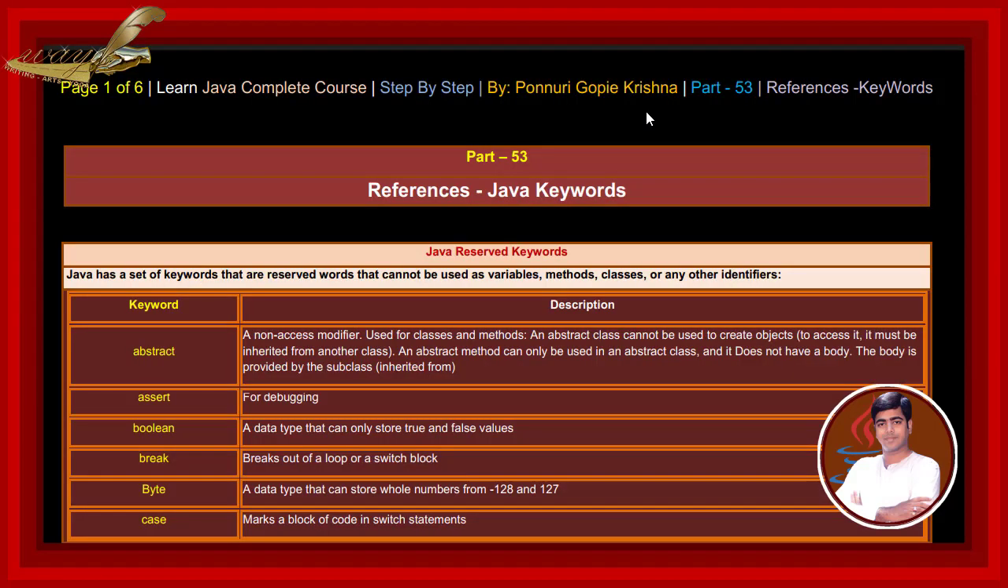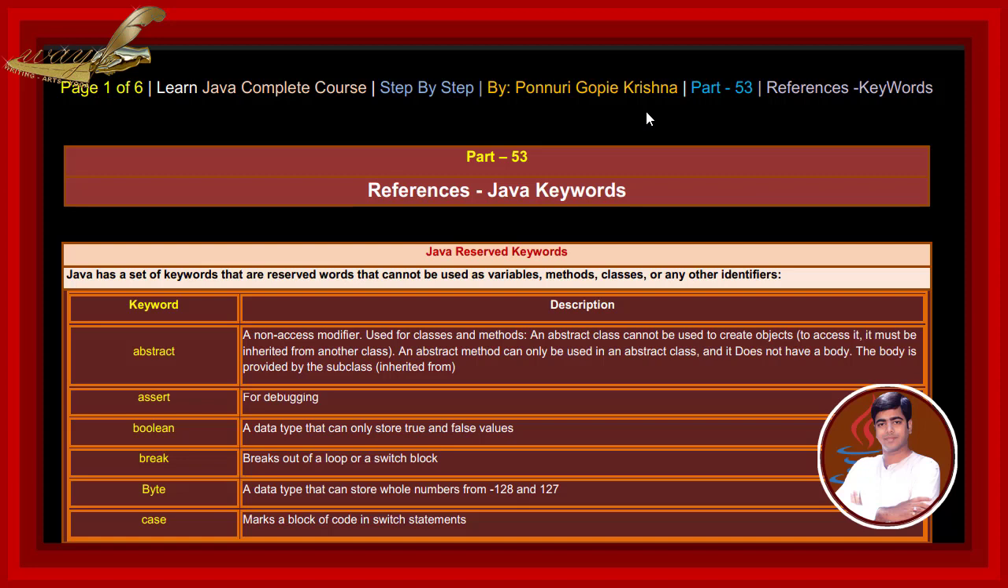In this session, let us learn about Java reserved keywords. Java has a set of keywords that are reserved words that cannot be used as variables, methods, classes or any other identifiers. Abstract keyword: a non-access modifier used for classes and methods.